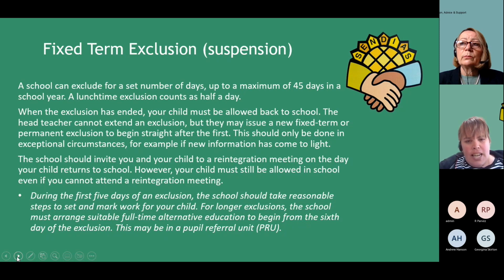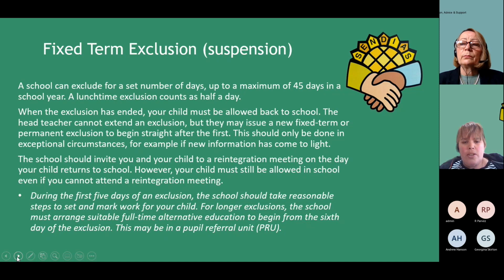When the exclusion has ended, your child must be allowed back to school. They cannot extend an exclusion. They have to issue a new fixed term or permanent exclusion when the child goes back to school. So you can't just say they're not going to come back to school, we're going to extend it. They do have to come back first, and then if needed, they can issue a new one. And that's only in exceptional circumstances, if new information perhaps has come to light on the incident.